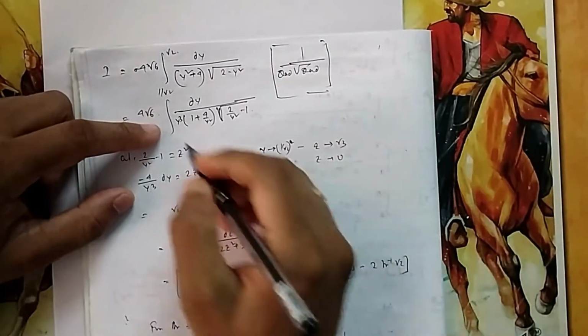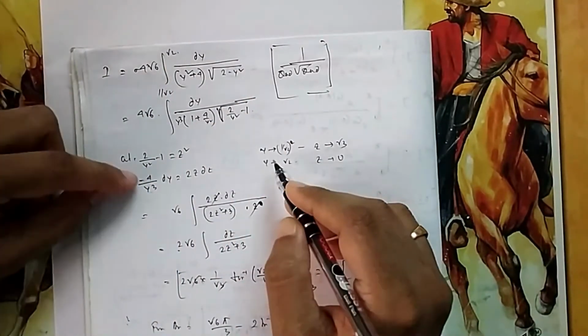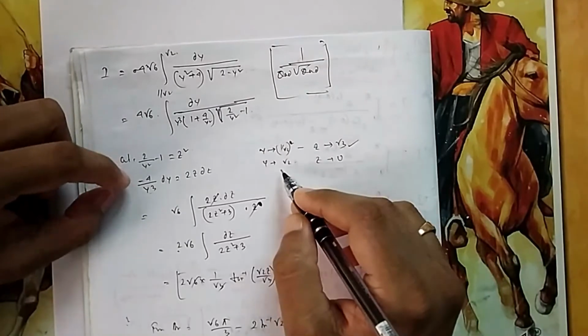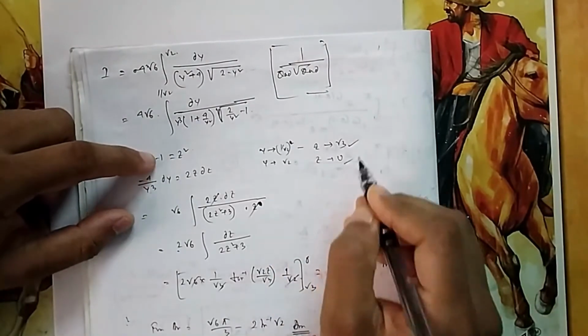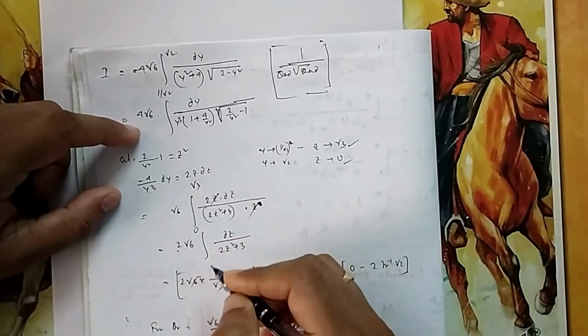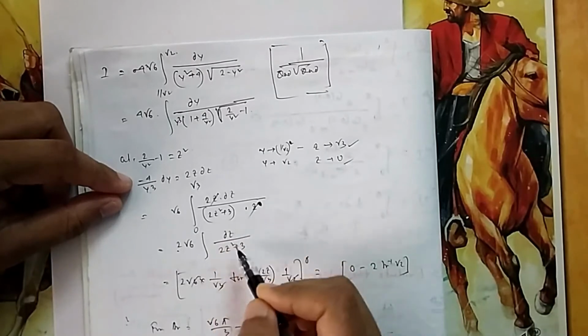You can change this limit also now. It was 1 by root 2 to 2, so if you put 1 by root 2, 4 minus 1 is 3, so root 3. If you put root 2, then 2 to 1 minus 1 is 0, so it will be now 0 to root 3. You can put this value, and then you replace all these values. I think you can easily replace. Then you will find something of this fashion.